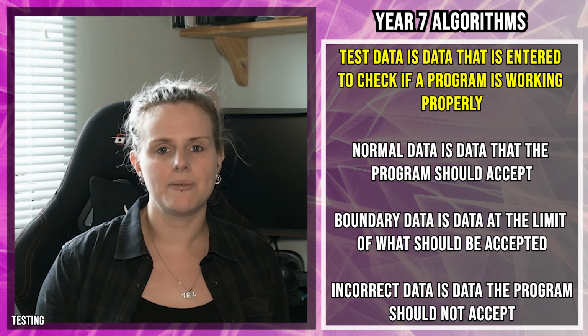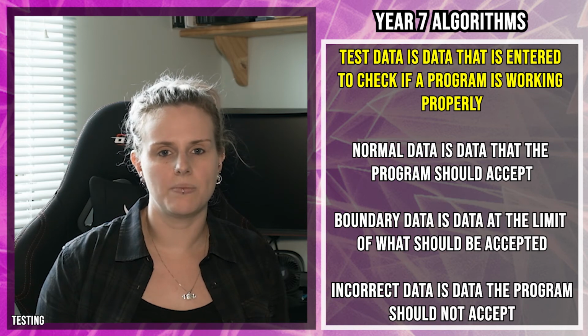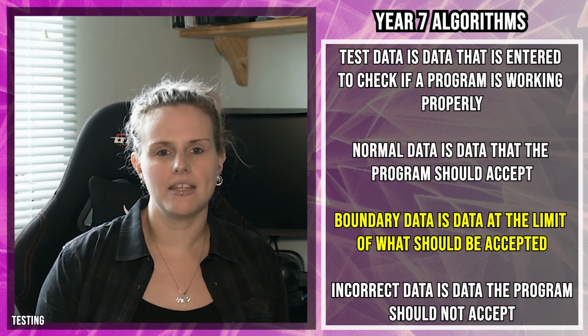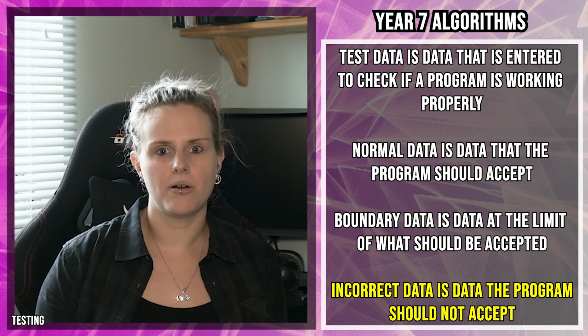All programs need to be tested before they are released to the public. Test data is data that is entered to check whether or not the program is working as expected. Normal data is data that the program would expect. Boundary data could be anything from incorrect data is data that the program should not accept.